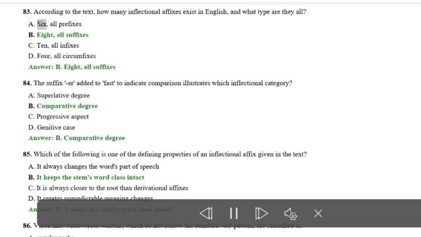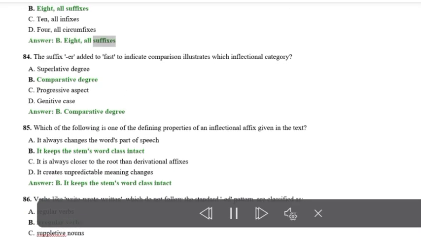A. 6, all prefixes. B. 8, all suffixes. C. 10, all infixes. D. 4, all circumfixes. Answer, B. 8, all suffixes.